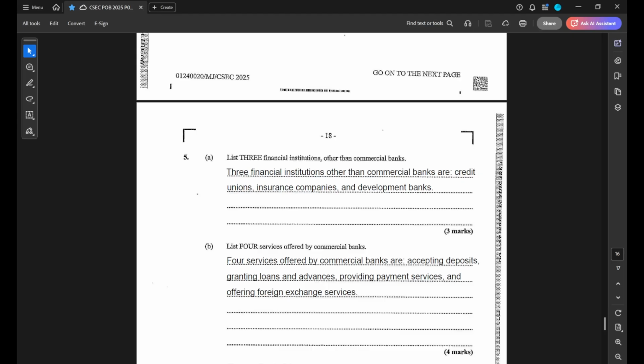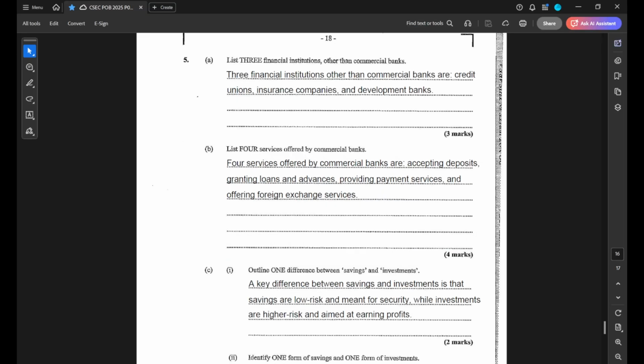Part CI, outline one difference between savings and investments. A key difference between savings and investments is that savings are low risk and meant for security, while investments are higher risk and aimed at earning profits. That is why so-called investor gurus on the internet will tell you to invest your money instead of saving your money, because the rewards are usually greater from investments than saving. Well, it's based on risk tolerance too, so keep that in mind.